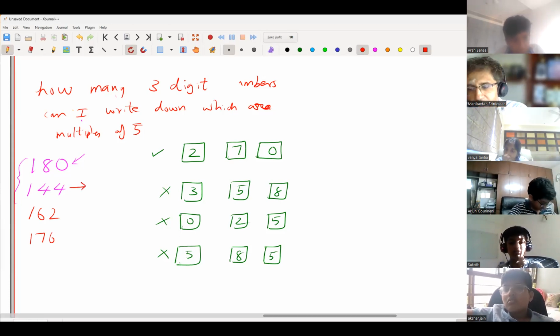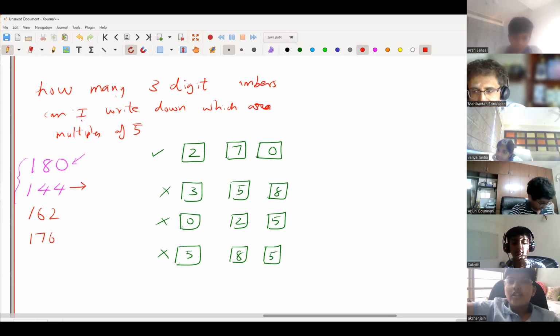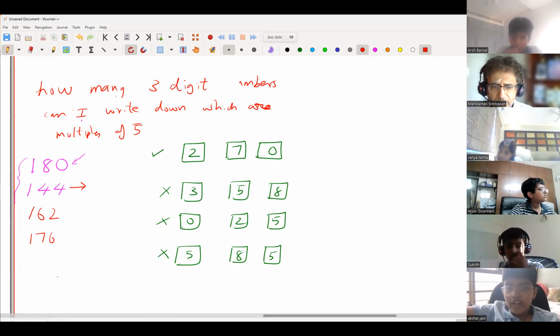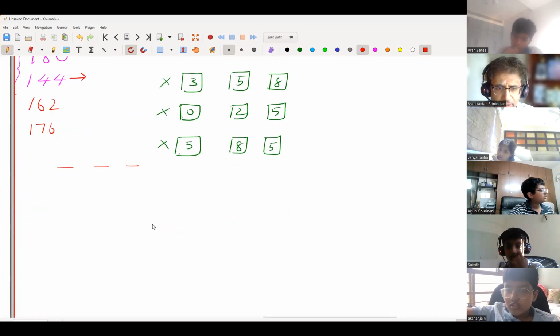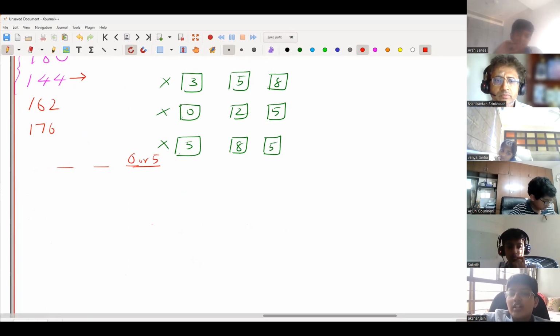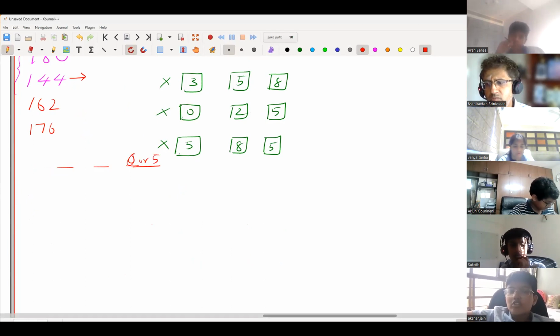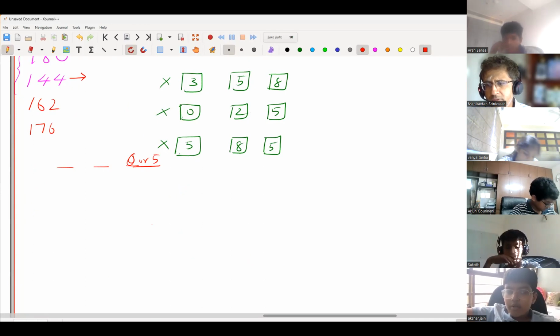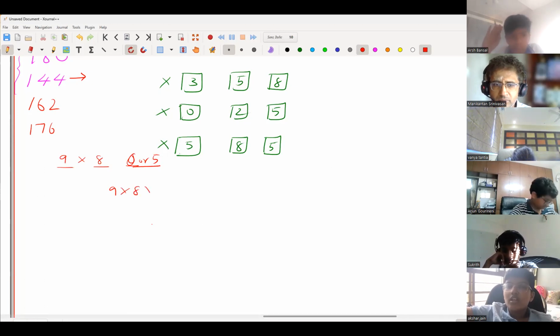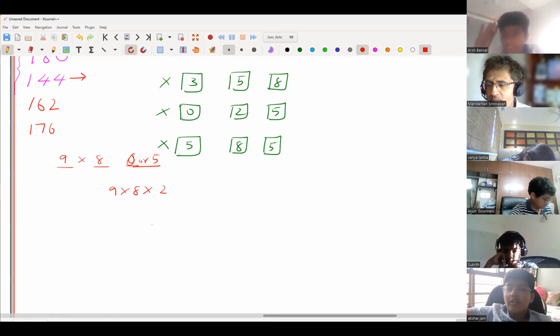Yeah, 144. Explain your 144, Akshay. So there are two ways a number can be a multiple of 5. It has to either end with 5 or end with 0. Then we can try out the first two numbers. The first possibility can be any of 9, and then the second possibility could be any of the remaining 8 numbers. So 9 times 8 is 72, and then 5 and 0 both, 72 twice, so it becomes 144.